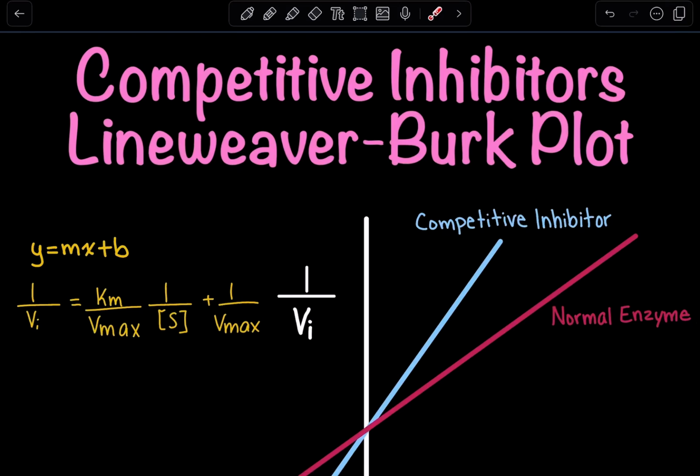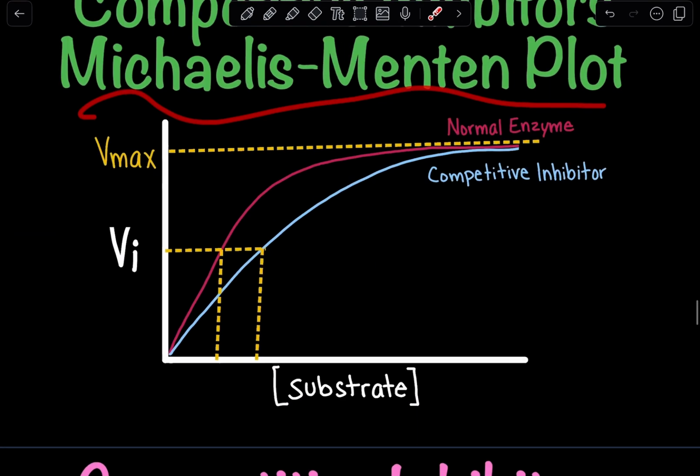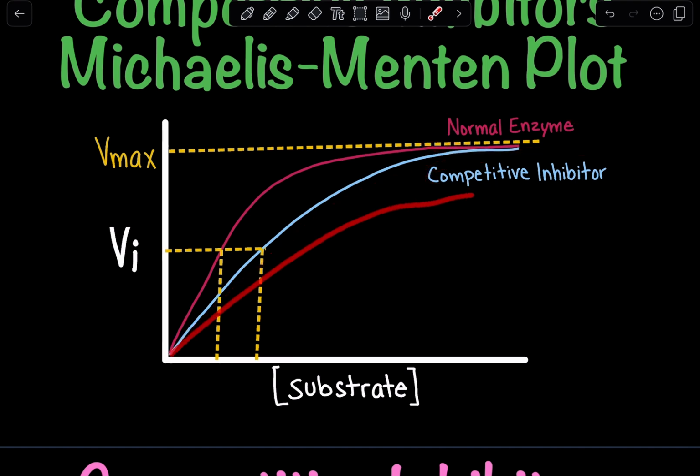So now we are going to go over the Lineweaver-Burk plot for competitive inhibition. What is a Lineweaver-Burk plot? Well, if we take a look at our Michaelis-Menten plot where we had our substrate concentrations and initial rates, here we have a normal enzymatic reaction and then we have a plot with competitive inhibition, and then we could also have non-competitive and uncompetitive inhibition.